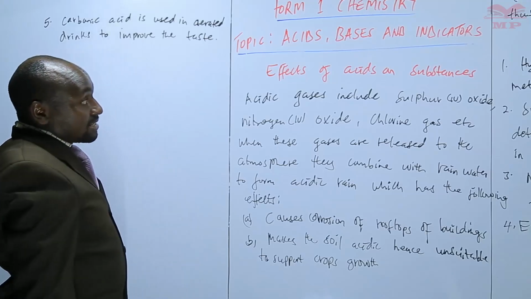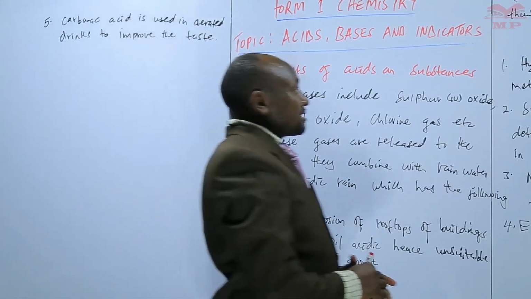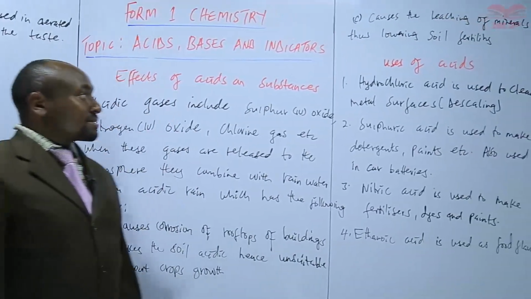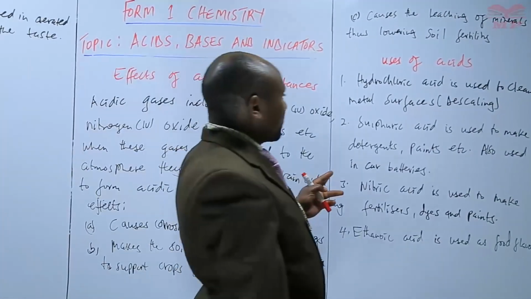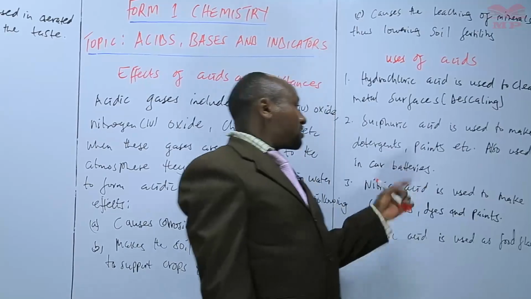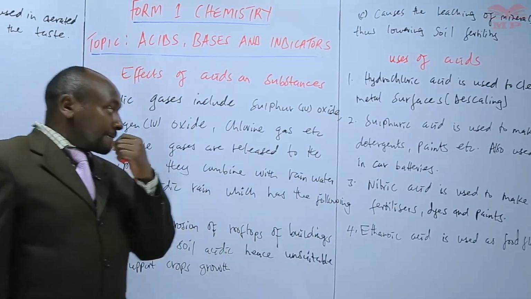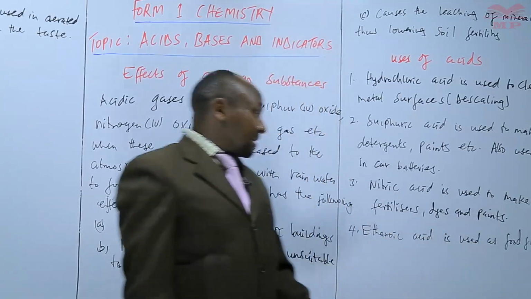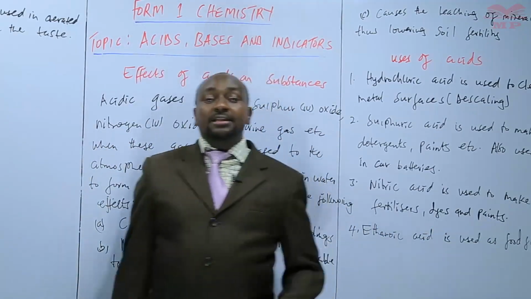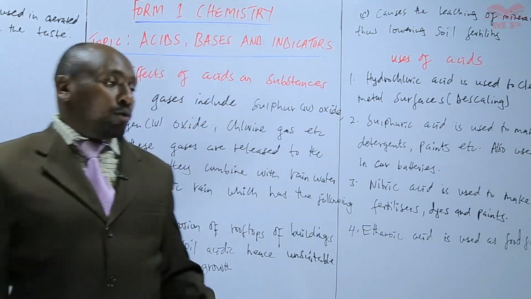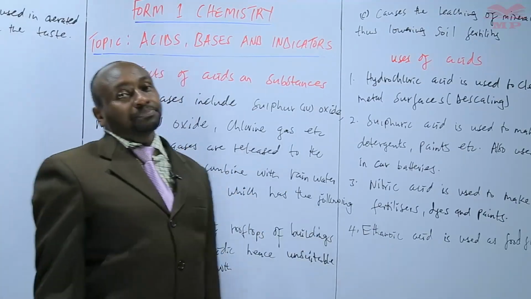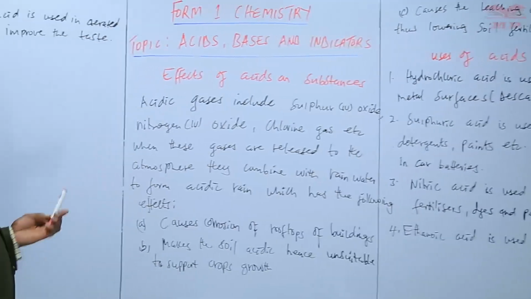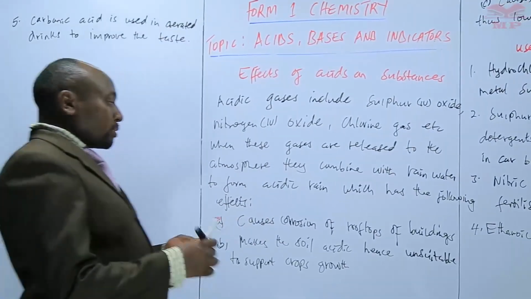So that is as far as the acids are concerned. Different acids have different uses. Hydrochloric acid, cleaning metal surfaces, descaling. Sulfuric acid, car batteries, making detergents and paints. Nitric acid, making fertilizers, dyes and paints. Ethanoic acid, food flavors, commonly found in vinegar. Carbonic acid used in aerated drinks to enhance or to improve the taste.